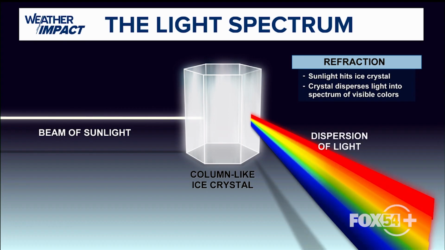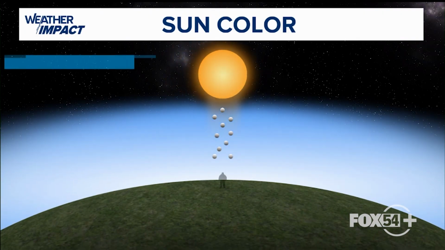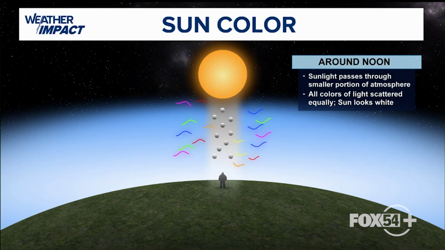So here it is from a different direction. You've got that beam of sunlight, the column-like ice crystal, and that dispersion of light that's going to be coming from that ice crystal after the sunbeam hits it. So here is what the sun color has to do with it.